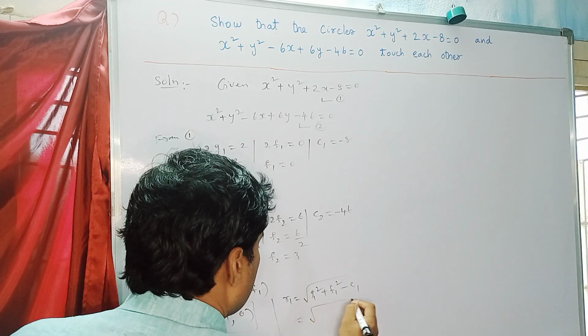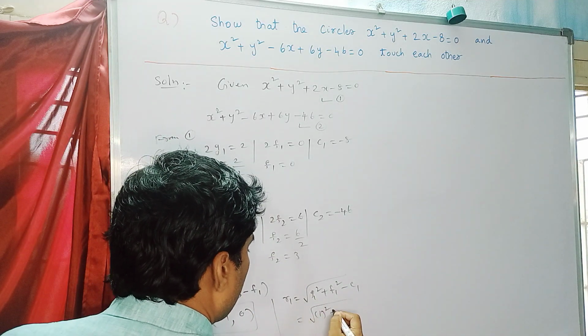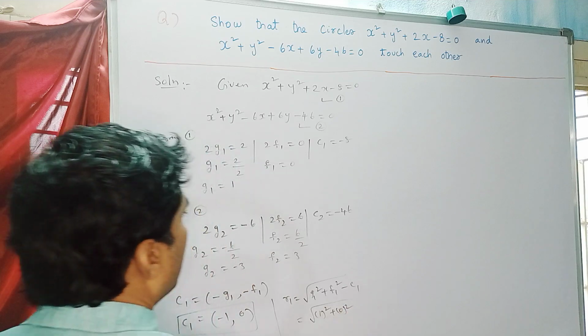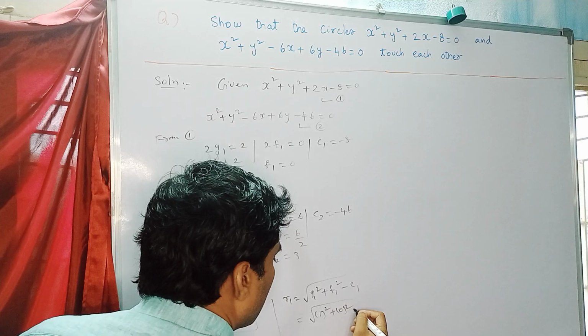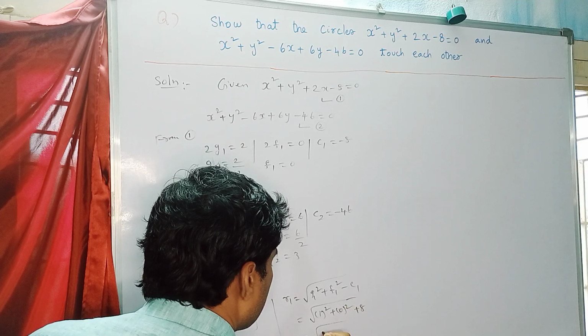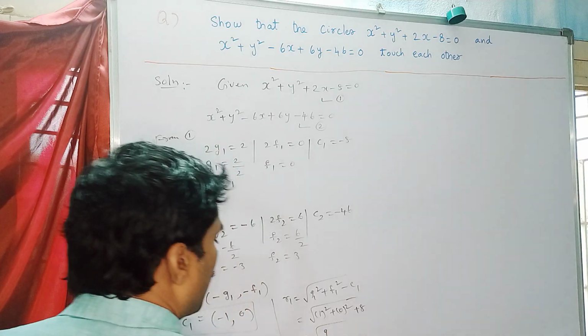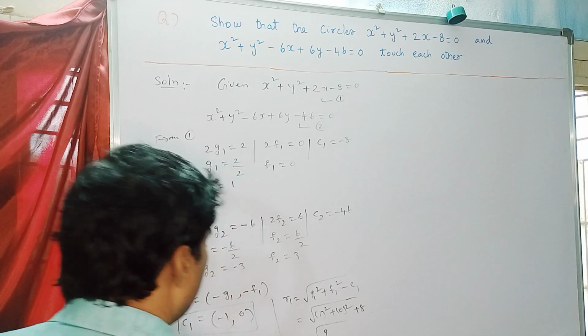So what is g1 here? g1 is 1 square, f1 square is 0 square minus c1. c1 is already minus 8, so minus minus plus 8. So we get 1 plus 8, so that means 9. So what is square root of 9? That is 3. So you got the r1 value is 3.